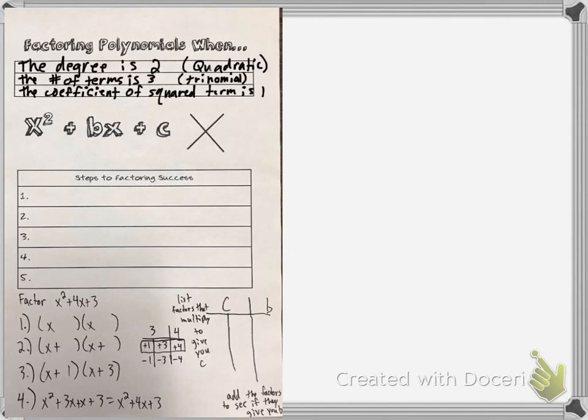So, a few steps to factoring success. We're going to have some success while factoring. Step 1, we want to just go ahead and draw 2 sets of parentheses and fill in the variable that we're dealing with. A lot of times it's x, it's sometimes y, it could be r, it could be any variable.